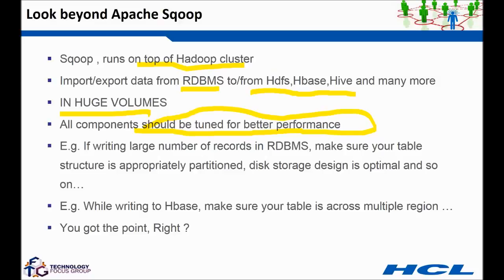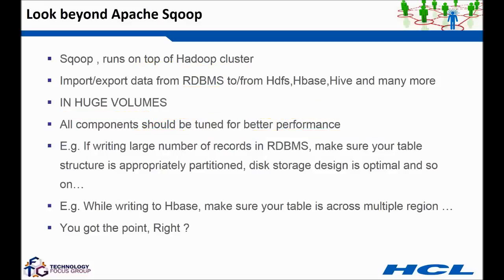Same way, if I am writing to HBase, where concurrent writes are happening, a huge volume of writes, I have to ensure that my HBase table is scattered across different regions. If it's on the same region, that itself will be the bottleneck. So the summary is that apart from some of the options or parameters we discussed, I have to tune my Hadoop, RDBMS, and all those components. Only then am I going to get end-to-end better performance.